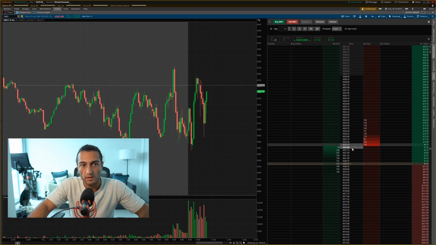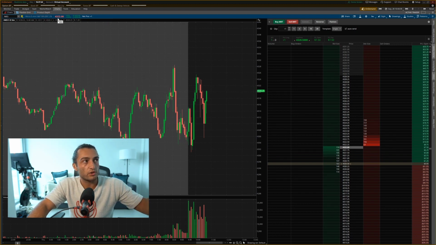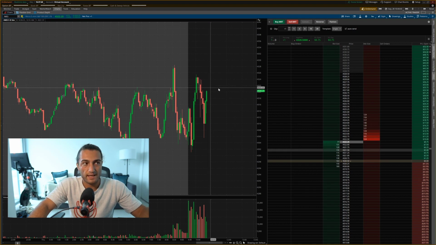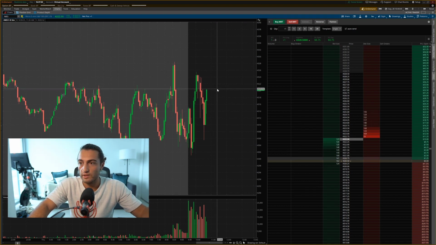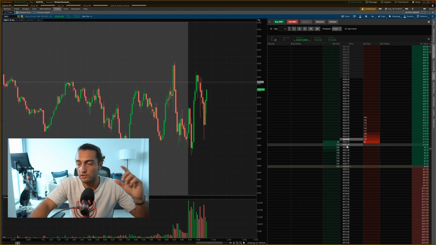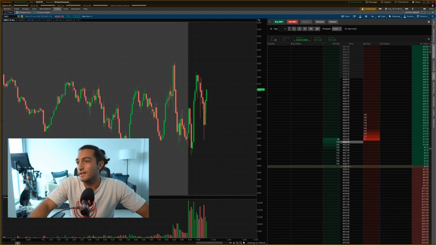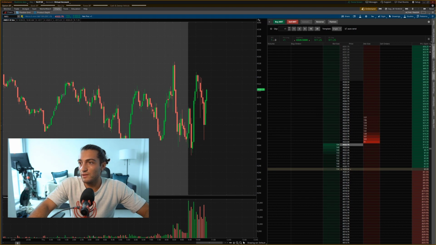So like I said, if you're new, you want to try out the micros, go ahead. You're trading the same exact thing, the S&P 500, just these move in smaller increments. So it's $5 instead of $50. But yeah, that's the difference between futures and options.